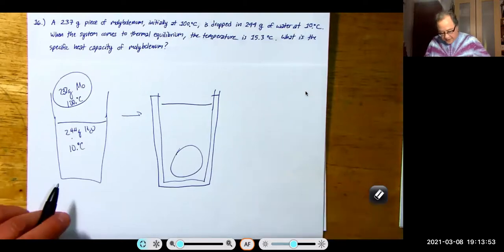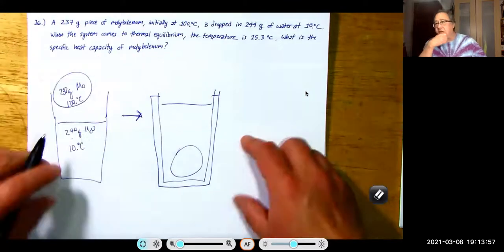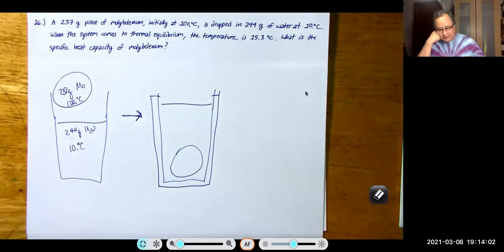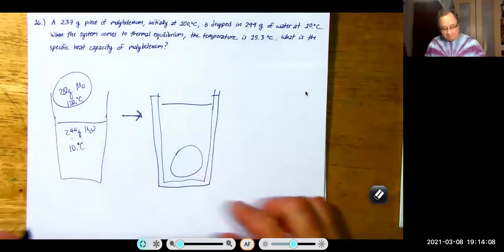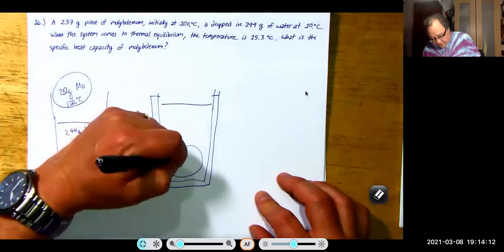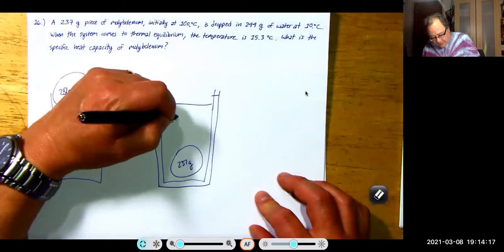Okay. And if you want evidence of that, just think about if you take a hot frying pan and put it in the sink and you put water in it immediately, how long does it take to cool down? Oh, it's pretty quick. It's really quick. And it's the same thing here. Okay, so here we still have 237 grams. And here we still have 244 grams.